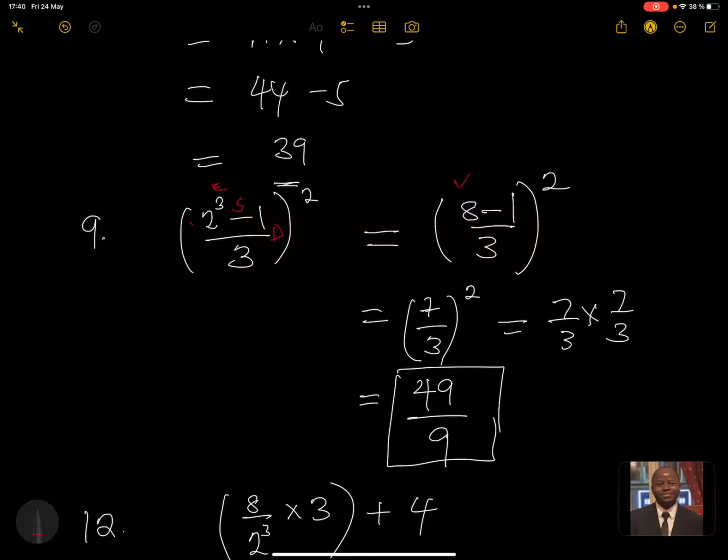I didn't change anything. These operations have now reduced to 2, subtraction and then division. Is it okay? Yes, and the exponent in the bracket is done. So you just do 8 minus 1 and get 7 divided by 3. Then it is 7 over 3 to the power 2. That is 7 over 3 times 7 over 3. 7 times 7 is 49, 3 times 3 is 9. So the answer is 49 over 9. There is no common factor, so you cannot reduce it. That is your answer.